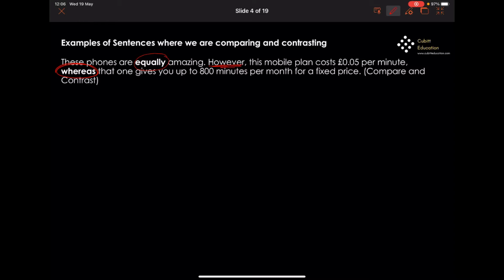So you can see that the language that's been used is showing you that, first of all, these two phones are both good. They are equally amazing. Then the word however is used, meaning that they're going to move on to say something else. They've then told you about one plan. Then they've used the word whereas, meaning they're going to compare it now. And that one gives you up to 800 minutes per month for a fixed price. So the language used there automatically shows, and it sticks out, that it is comparing two different things.